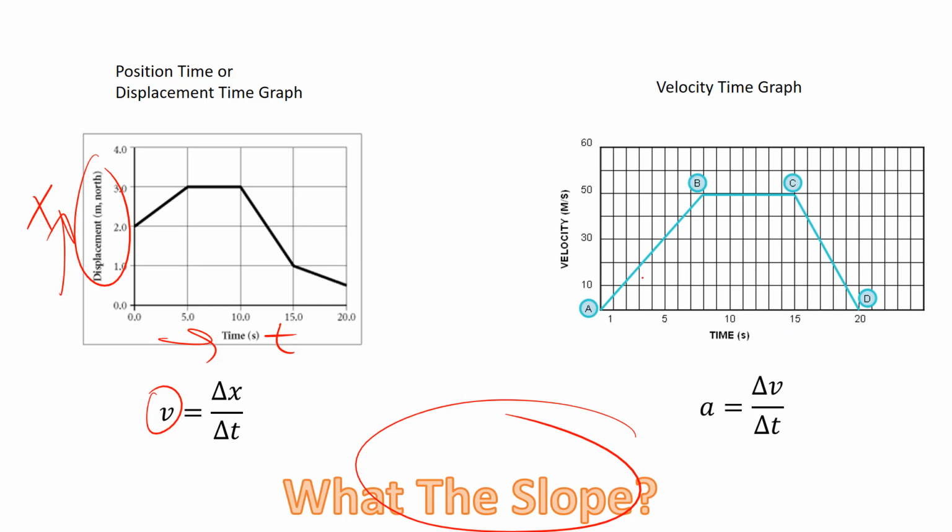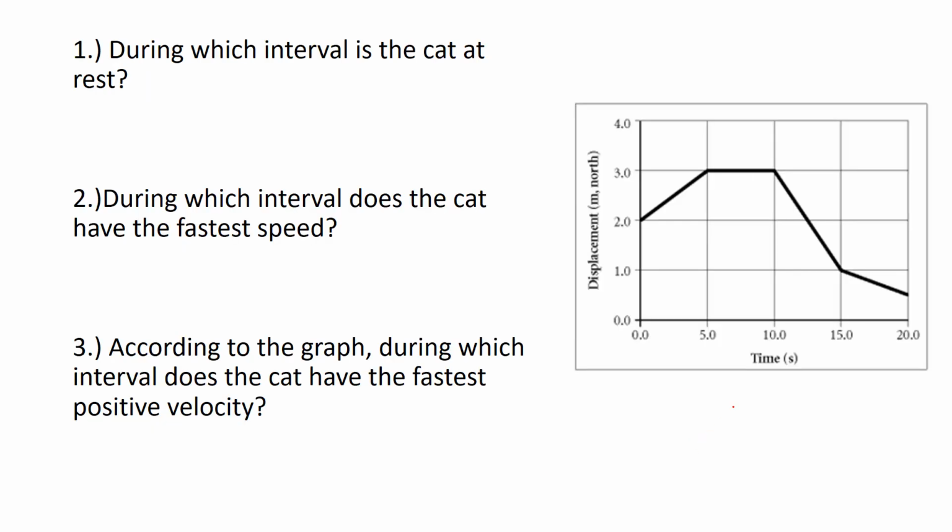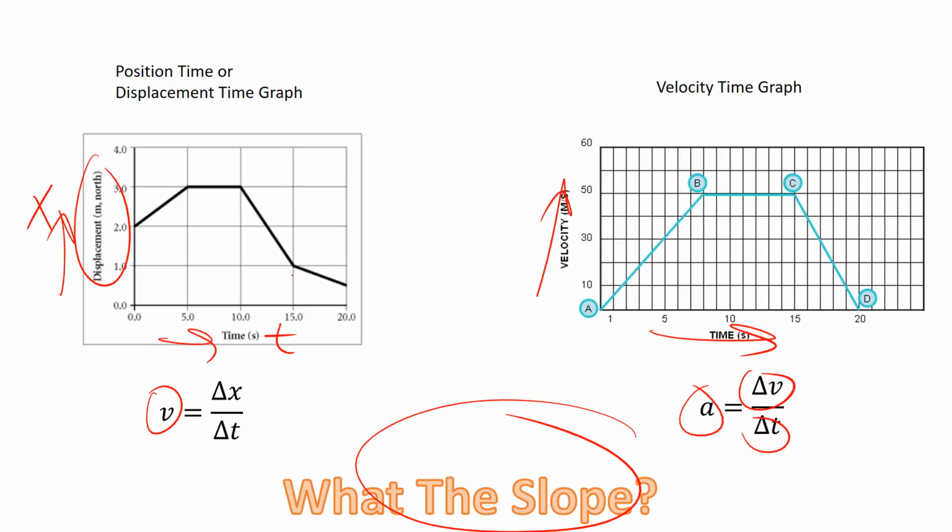And then on a velocity-time graph, the rise is the change in velocity, the time is your run, and therefore the slope is exactly that: acceleration. So the same slope on both of those graphs means two different things. In fact, on this one you are going forward at a constant rate, whereas on this one you are going faster.